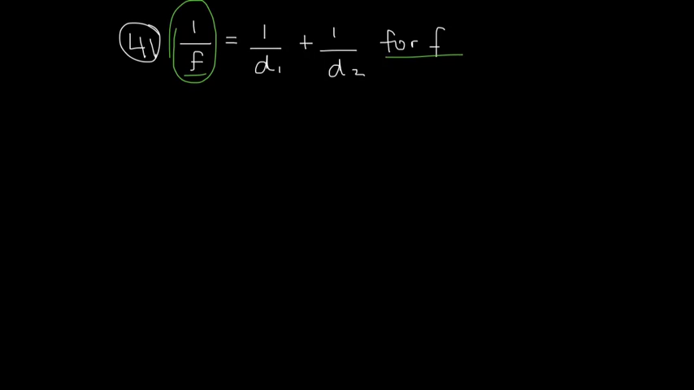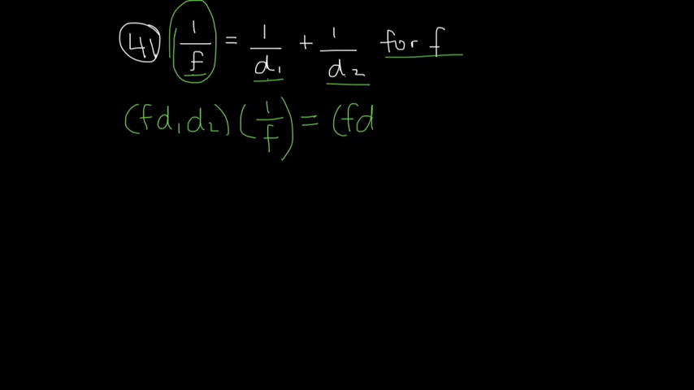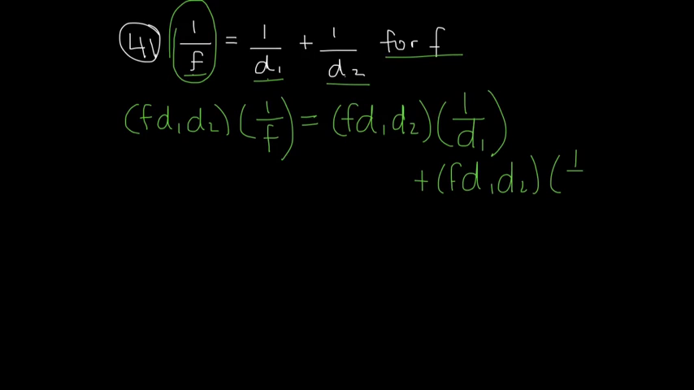Well, I have 3 different fractions with 3 different denominators. So my common denominator I can get by just multiplying them all together. My denominators are f, d sub 1, and d sub 2. So my common denominator that I'm going to multiply them all by is f times d sub 1 times d sub 2. Again, this is what will get every single fraction to cancel out. So I'll multiply that by the 1 over f, f d1 d2 times 1 over d sub 1, plus f d1 d2 times 1 over d sub 2. Okay, watch what happens.